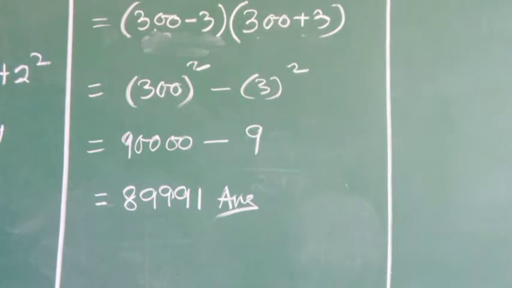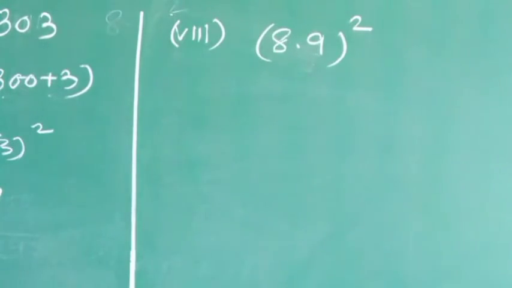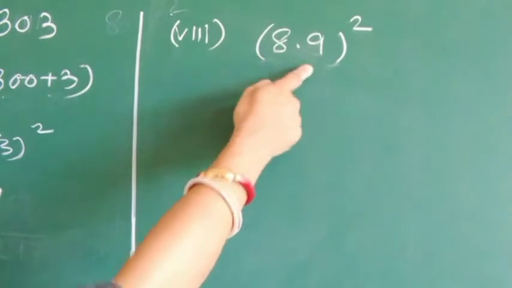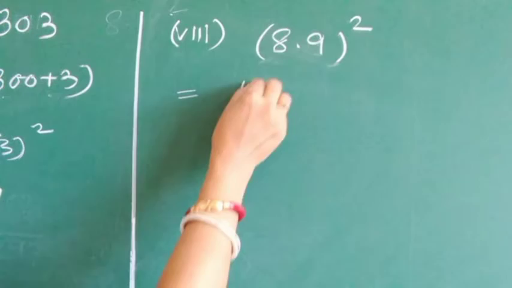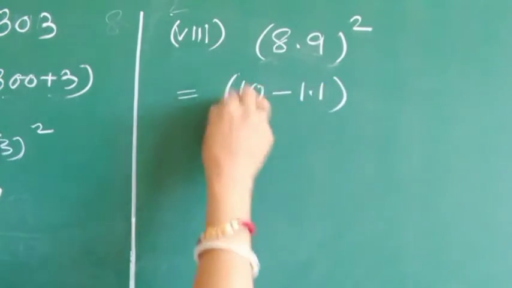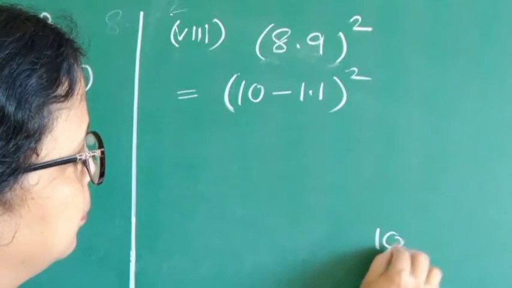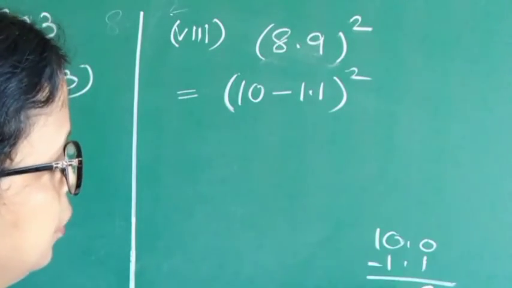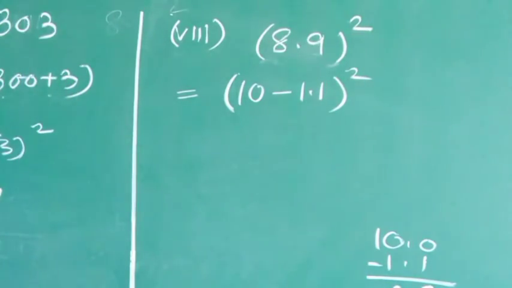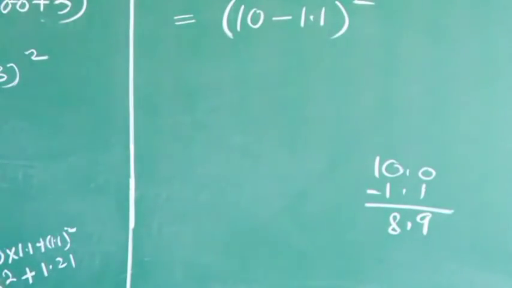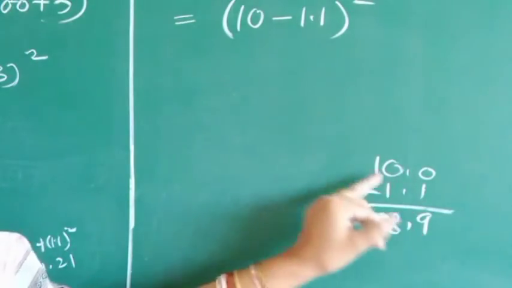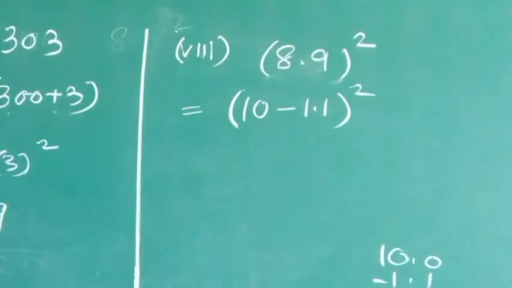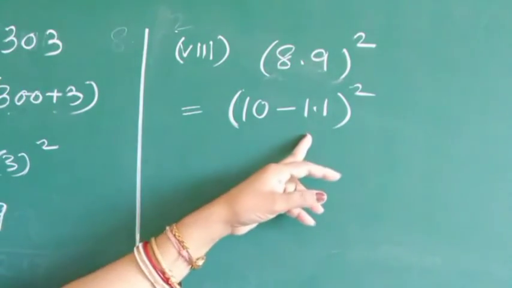Understood, students? Come to the next sum. Next sum is question number 8. Evaluate the value. We are using identities, 8.9 whole square. Students, can I write 10 minus 1.1? You can check 10 minus 1.1. It will be 9, then 2, it will be 8. So can I write 8.9? If I subtract 1.1 from 10, we will get 8.9. So instead of 8.9, I am writing 10 minus 1.1 whole square.